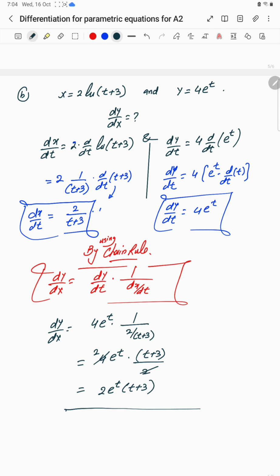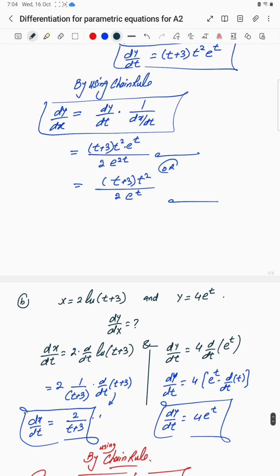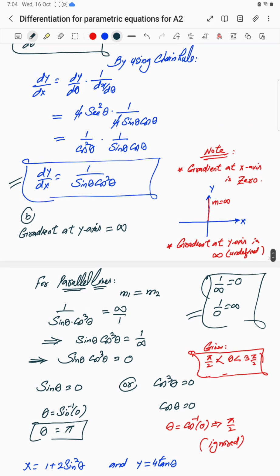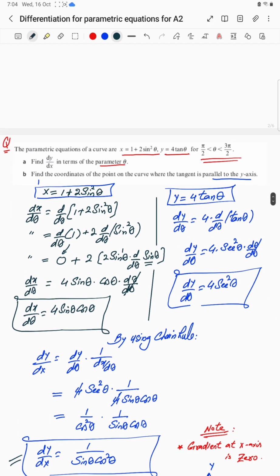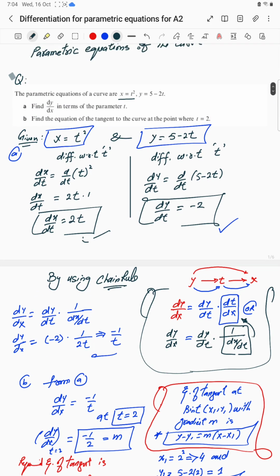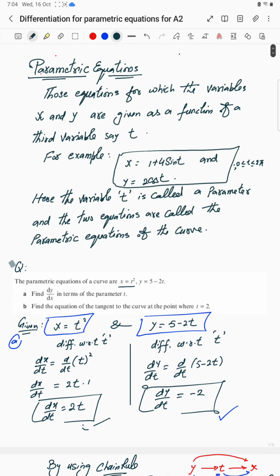So this is how we differentiate the parametric equation, and today we did a few questions based on parametric equations and how to find the equation of tangent or normal by differentiating the parametric equations, and the most important thing, how to apply the best use of chain rule. And this we did along with the definition of parametric equation.